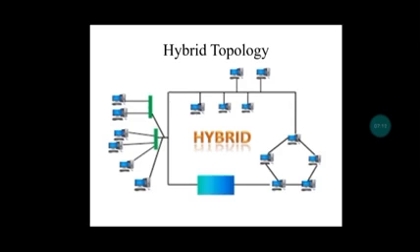Hybrid topology is nothing but two or more topologies interconnected in one network. Here we are using bus topology, ring topology, and star topology. These three topologies are interconnected at a particular node. This is called a hybrid topology.